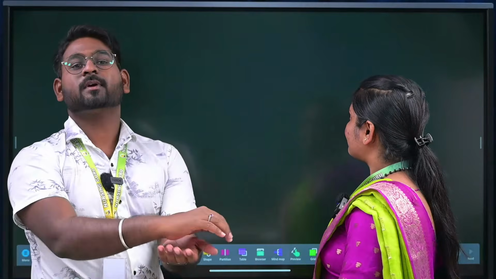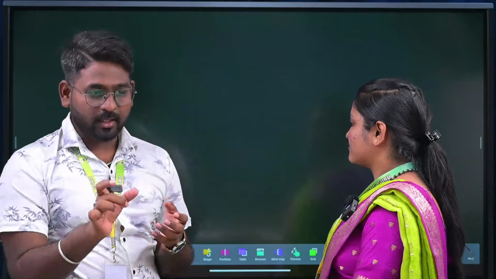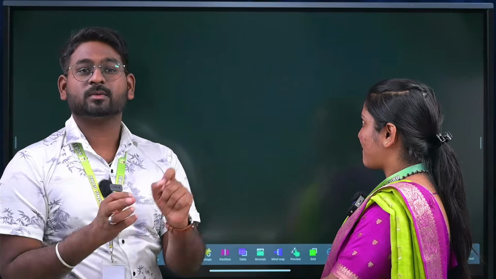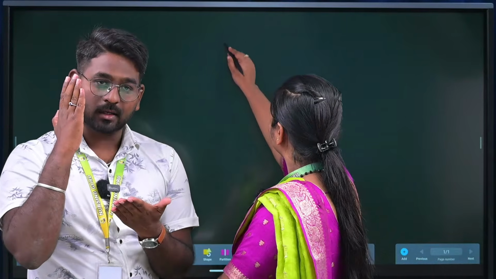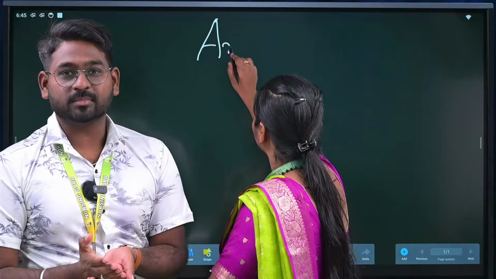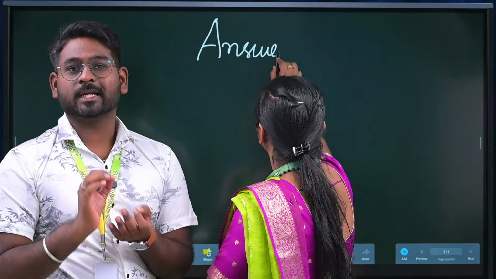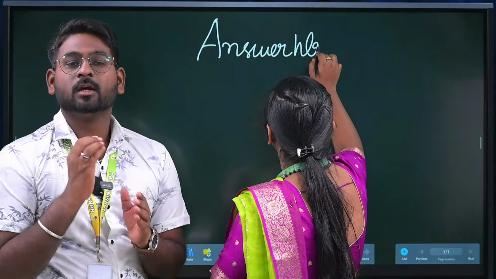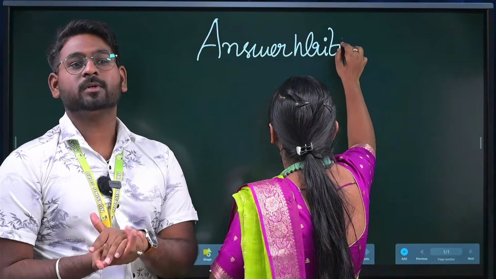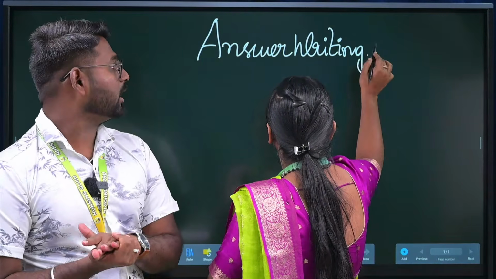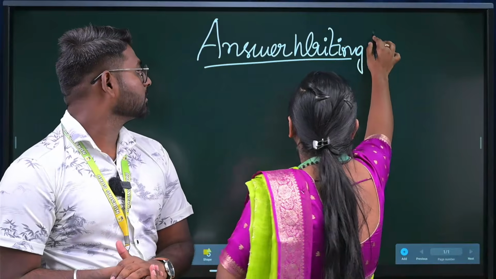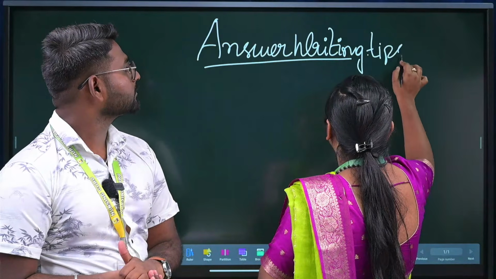So whenever you are reading MCQs, if you suddenly get one answer, it may be wrong. So for the correct response to the MCQ, you need to study each and every topic in detail to get the marks in the MCQs. Okay, so this one is the answer writing tips.